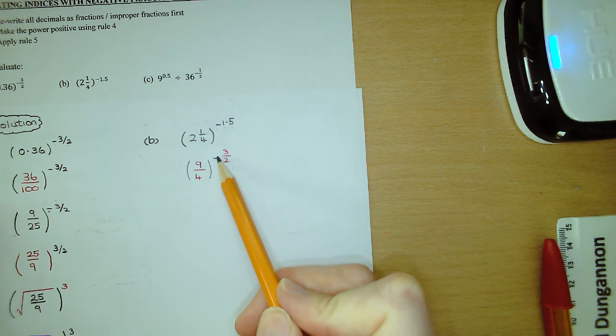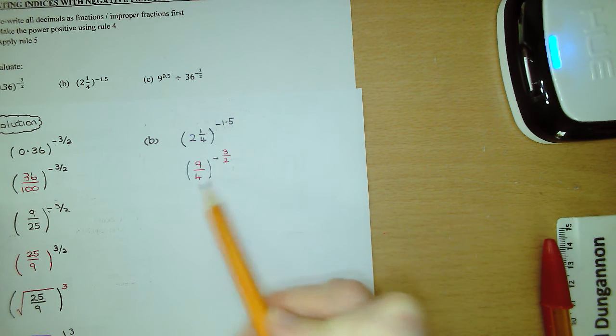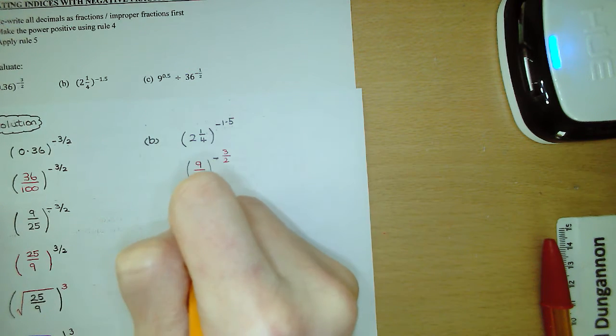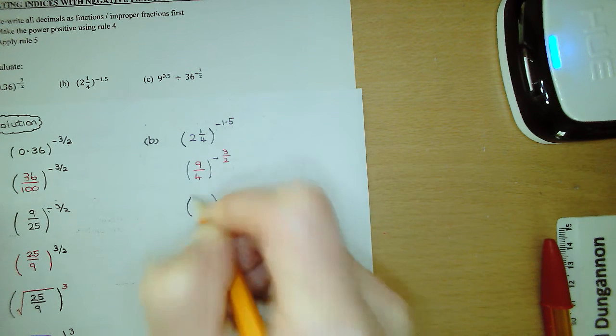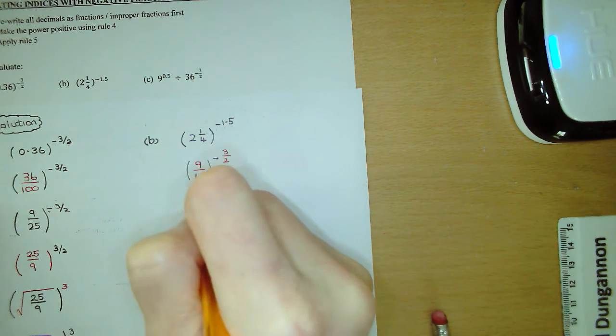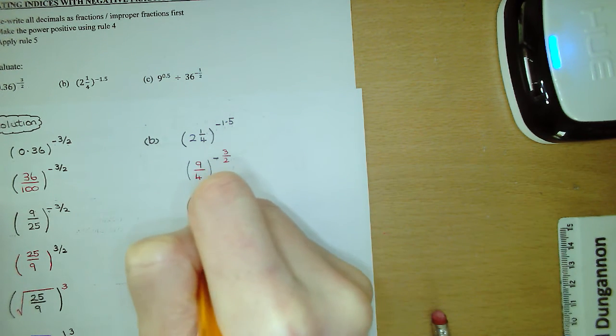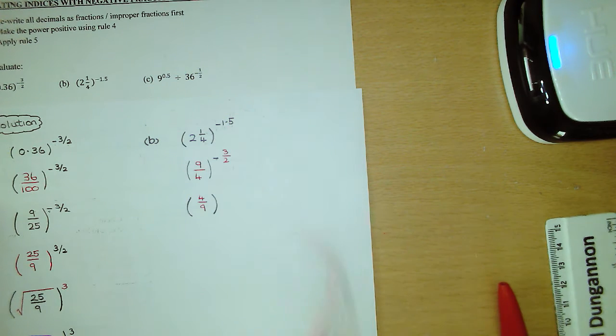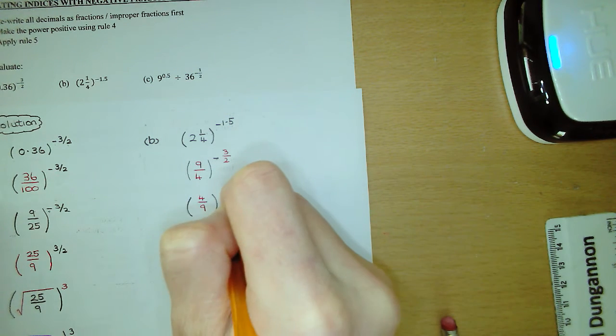Next thing we need to do is get rid of the negative power. So to get rid of the negative power, you flip the base upside down. So let's flip the base upside down. We're now going to get 4/9. And because we flip the base upside down, the power now becomes positive. So it's just 4/9 to the power of 3/2.